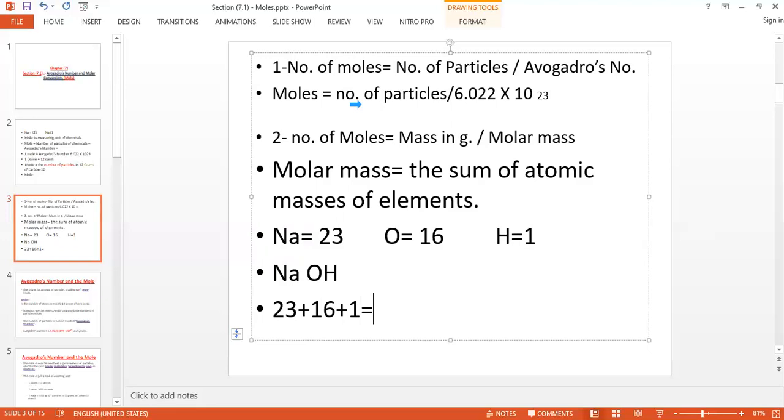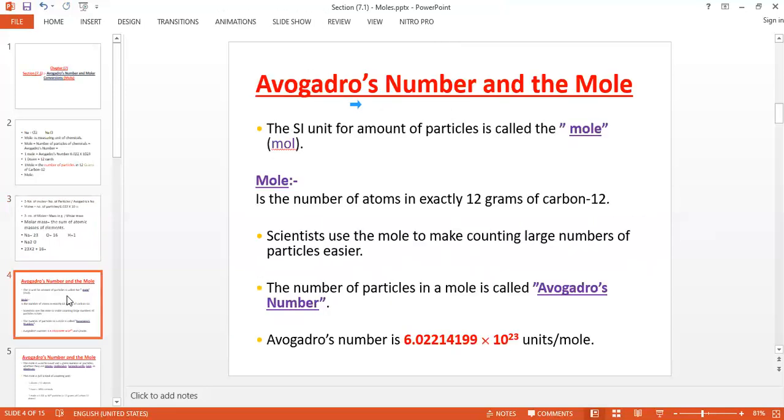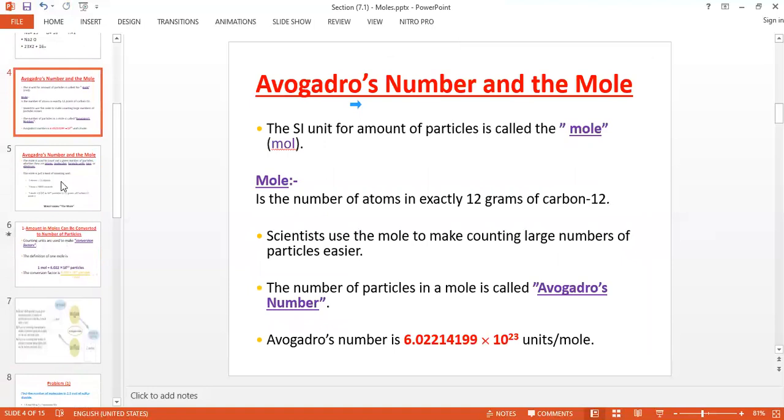So what if I have, for example, Na2O, which is sodium oxide? I will calculate the atomic mass of each element also and sum them together. But here I have 2 sodium atoms, so 23 will be times 2. Then I will add it to the atomic mass of oxygen. 1 atom of oxygen equals 16, and the total answer will be the molar mass of this compound. Okay? So we have finished a very great part in this section.